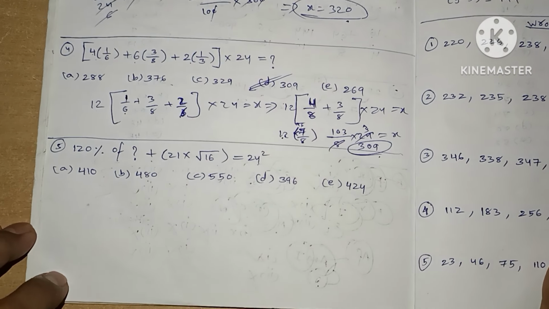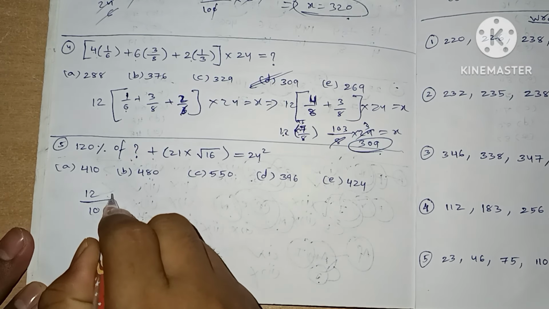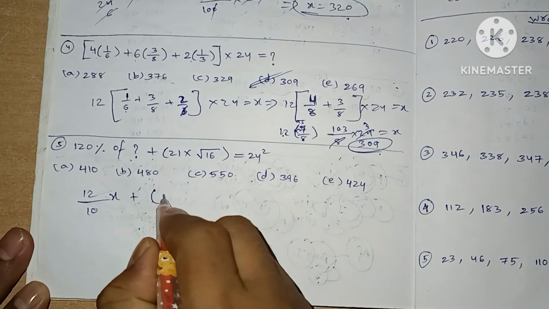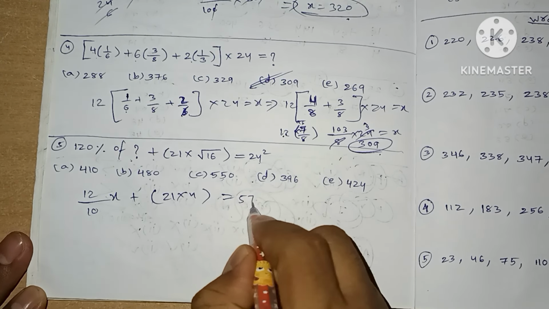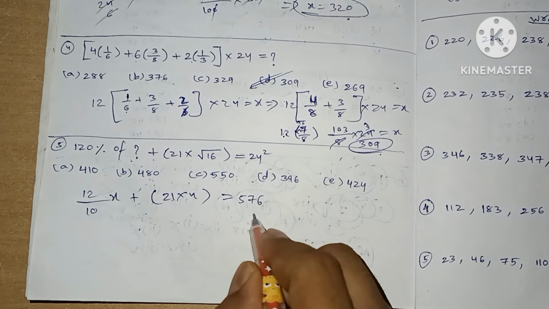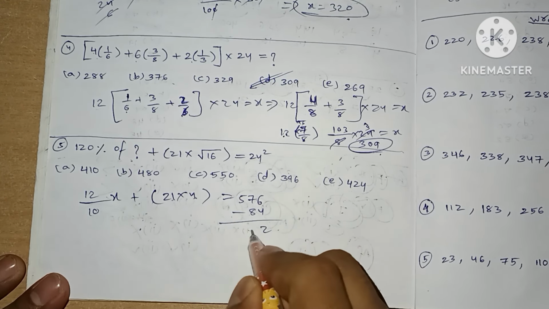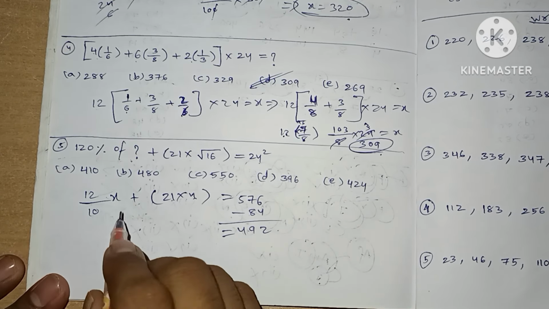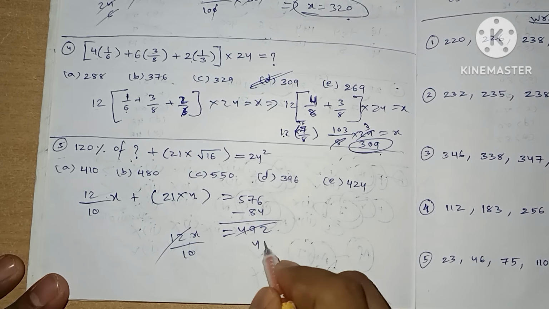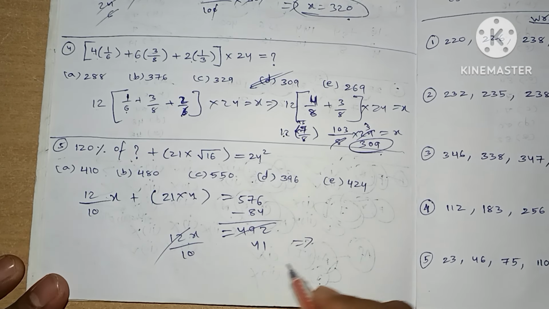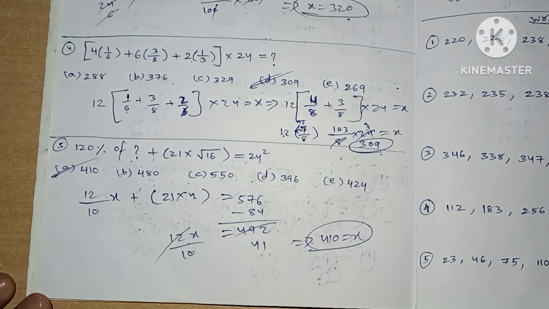Next, fifth question. 120% of x means 12 divided by 10 x plus, this will be 21 into 4 times equals to 24 square, which is 576. So 4 2 times 8, this is minus, we get 294. 492 equals to 12x by 10. 12 4 times 48 and 1 times, so x value equals to 41 into 10, 410. So answer is 410. Option A is our answer.